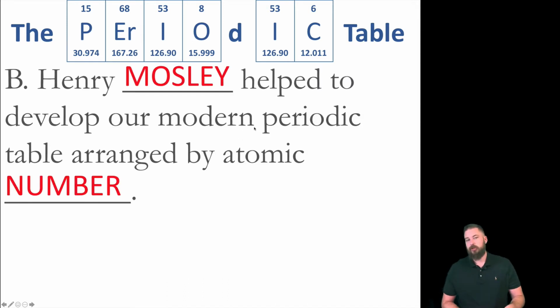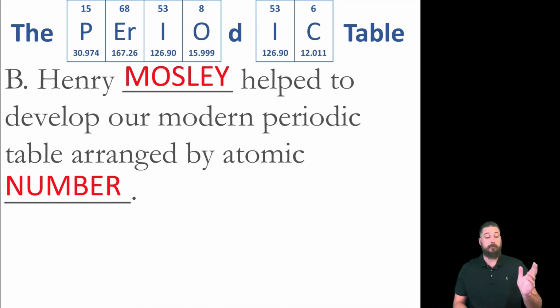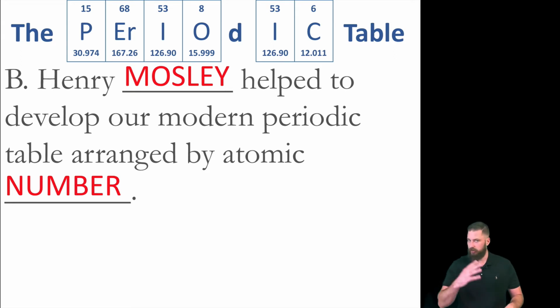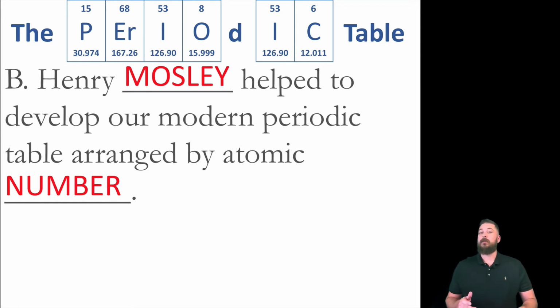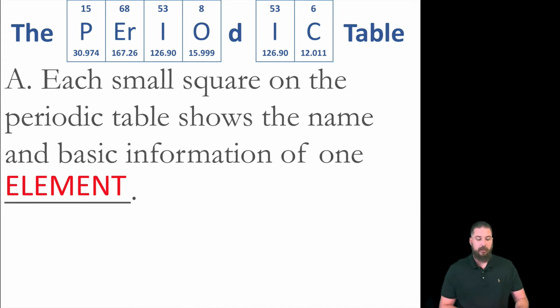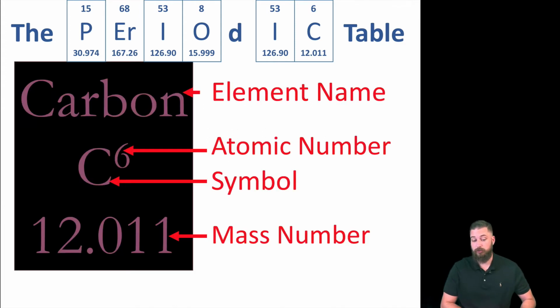All right. So again, Mendeleev did it by atomic mass, but Henry Moseley came along and he arranged it by atomic number. And this is actually how it's arranged today. Atomic number, again, tells you the number of protons, and he realized that some of the elements were out of place, and so what he realized is that it actually should be by atomic number instead of atomic mass. Each small square on the periodic table shows the name and basic information of an element. That's nothing new to us.